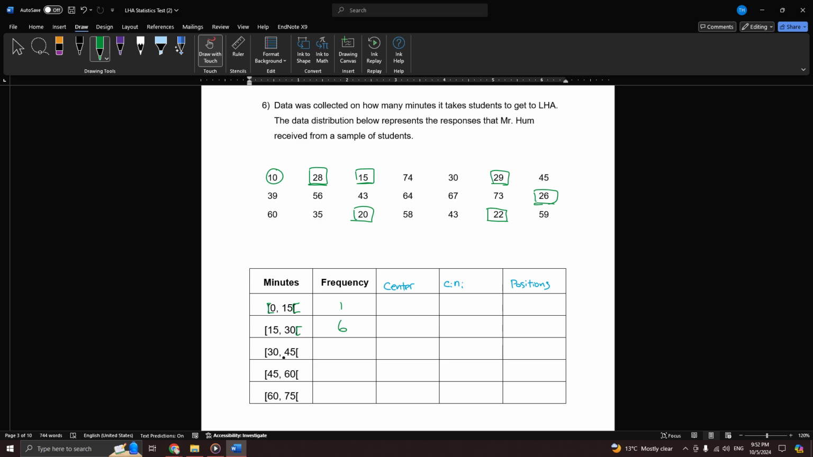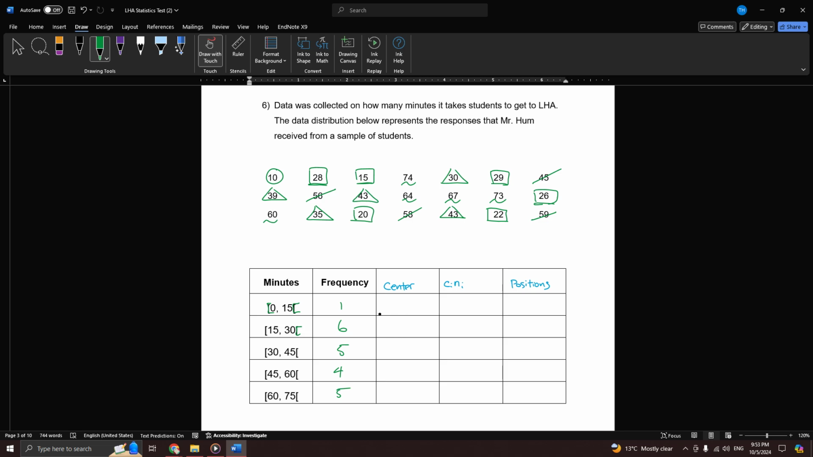Next row, including 30, excluding 45. So we've got 1. We're not going to include this 45 here. We've got 2, 3, 4, 5. So it's 5. And here we've got including 45, excluding 60. So 1, 2, 3, 4. And so that just leaves me with 1, 2, 3, 4, 5. Okay. So we've got 1, 6, 5, 4, 5.